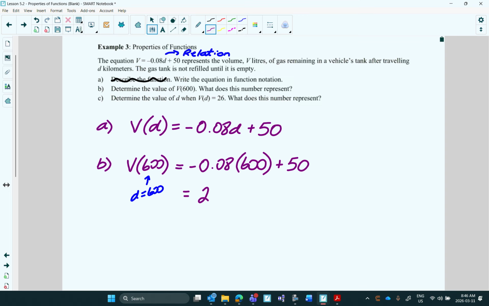But what does that 2 mean? After driving 600 kilometers with 2 liters of gas. Right. When you drive 600 kilometers, 2 liters of gas left. That's what that means.